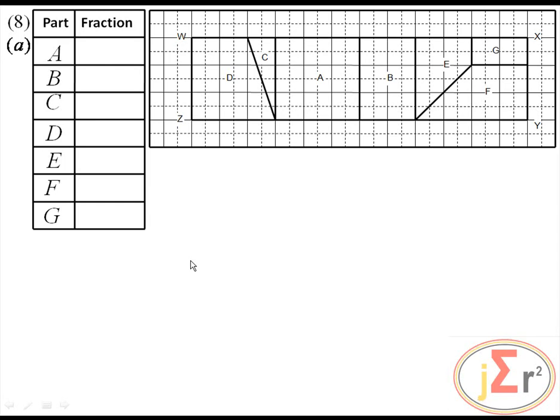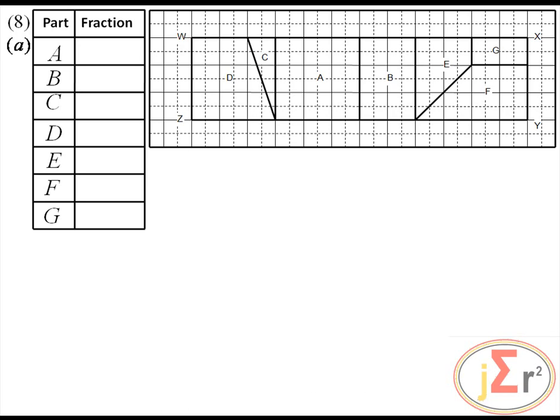Now we have our analysis question. And what do we know? Rectangle WXYZ represents one whole unit which has been divided into 7 smaller parts. These parts are labeled A, B, C, D, E, F, G. Copy and complete the table stating what fraction of the rectangle each part represents.